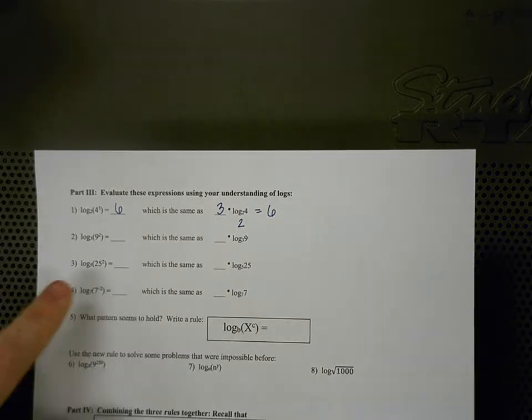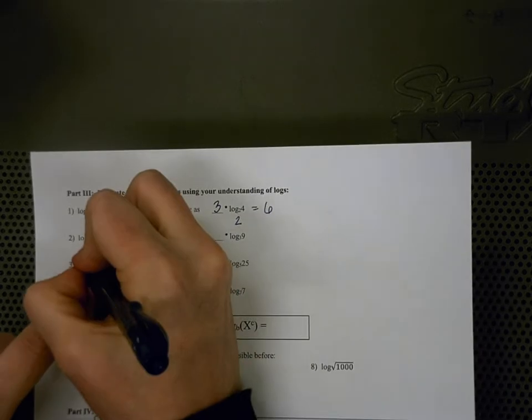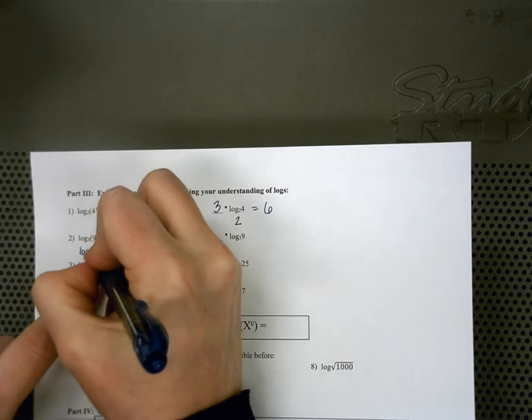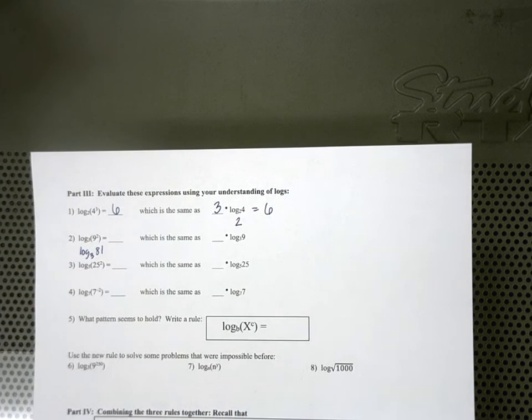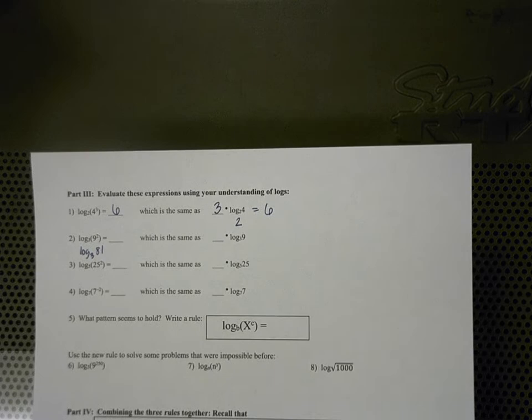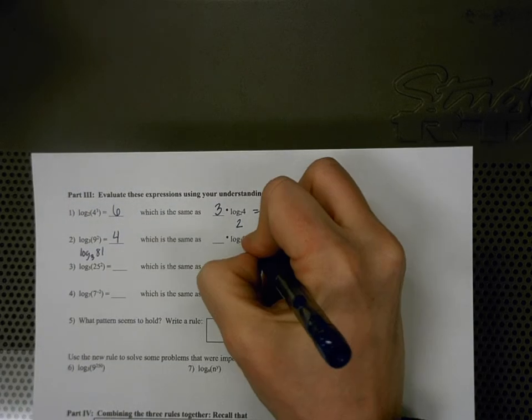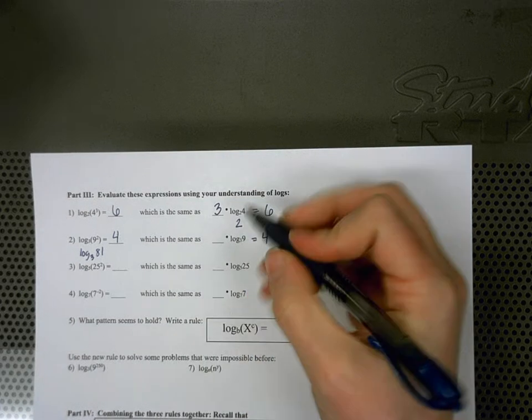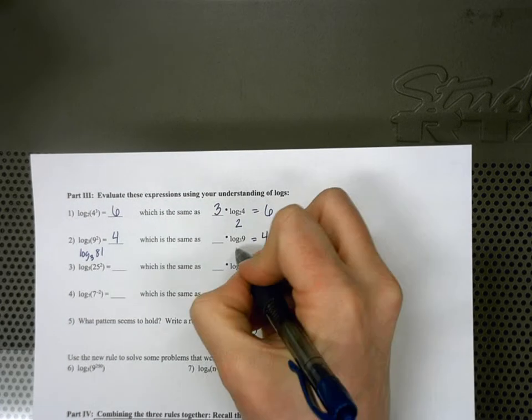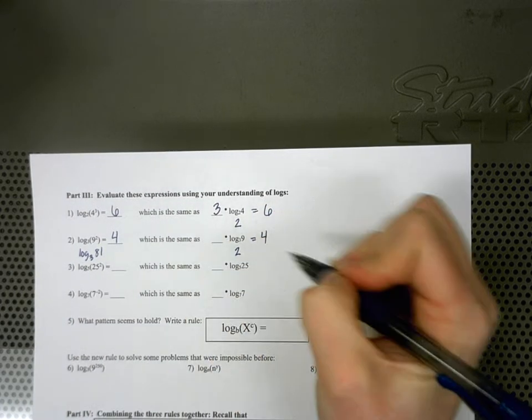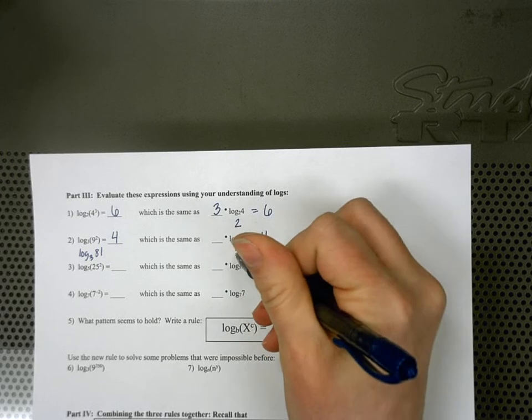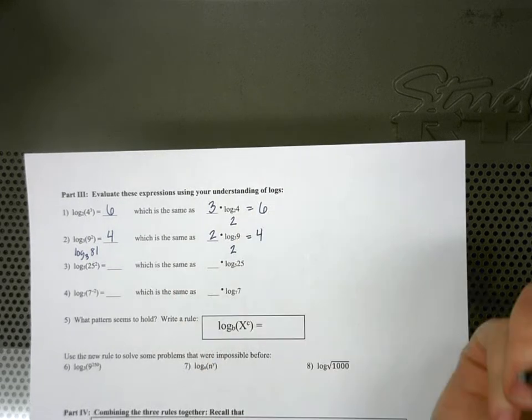All right, same thing with this next one. This is the same as log base 3 of 81, because 9 squared is 81. 3 to what power gives you 81? 3 to the 4th power gives you 81. So this has to be equal to 4. Well, over here, 3 to what power gives you 9? 3 squared gives you 9. So what are we going to multiply by 2 to give me 4? We're going to multiply 2 times 2 to give me 4.